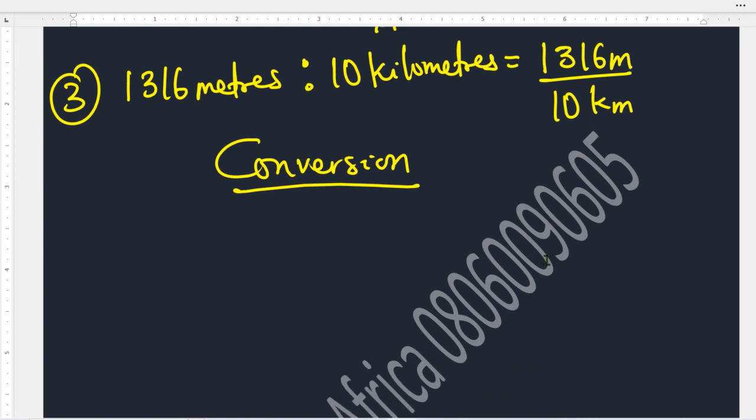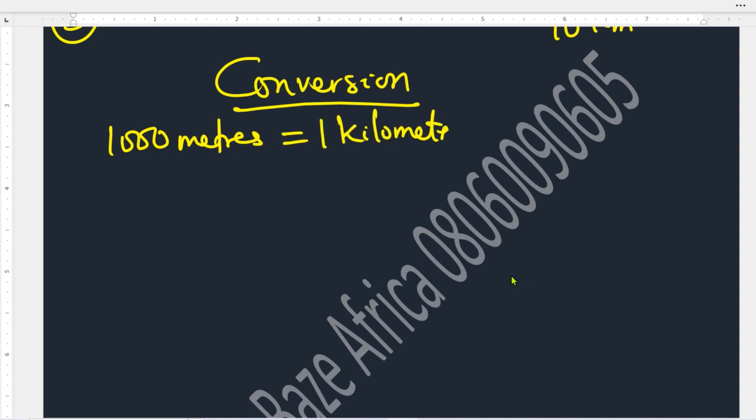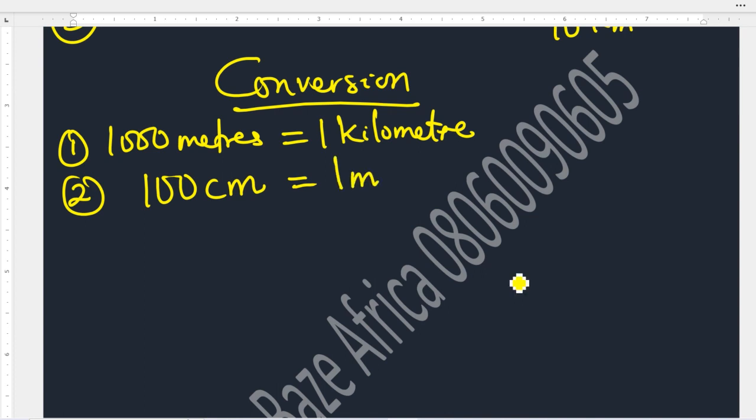So let's start with conversion. If you're just coming in, don't worry. Just start writing from conversion. You will get the replay of the class later. Now, for conversion, I want you to take note that 1,000 meters is equal to 1 kilometer. This is conversion number 1. Also take note that 100 centimeters is equal to 1 meter.